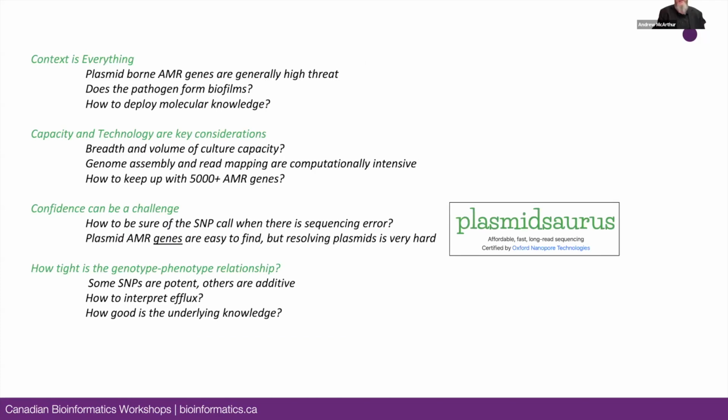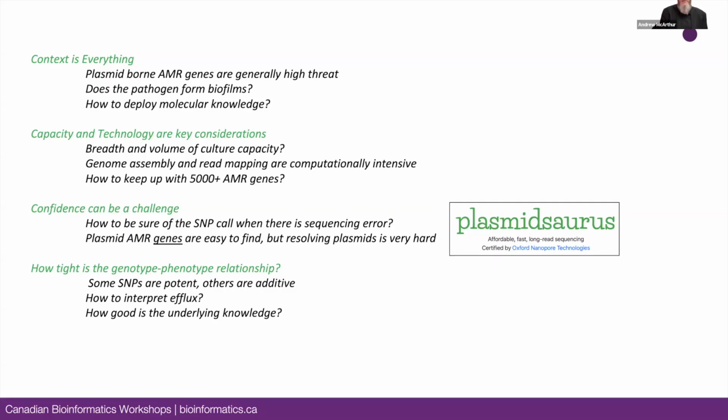Okay, last thoughts. If you're going to do this work, context is everything, right? So this is why it's great that Rob did that lecture. Plasmid-borne AMR genes are generally highly expressed and highly impactful. So if we see them plasmid-borne, they tend to be the high-threat genes. But you've got to understand behavior. Just because you're full of resistance genes, if you biofilm, like Pseudomonas, those antibiotics can't get in anyway, right?